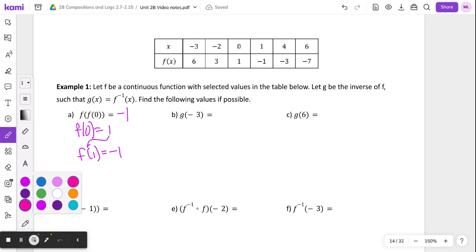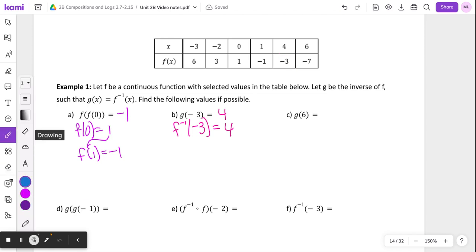g of -3. So that really means f inverse of -3. That means that instead of the input of f, it's the output of f. We're looking for the input. Okay, so that would come out to be 4. g of 6, so f inverse of 6. So again, output of f gives us -3.